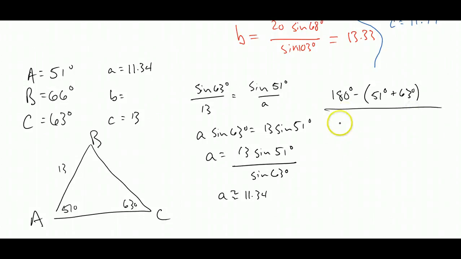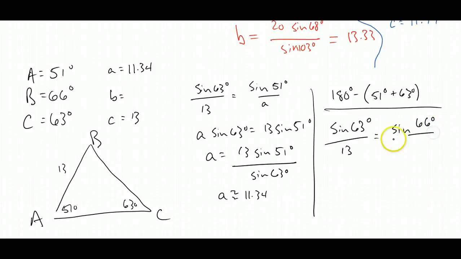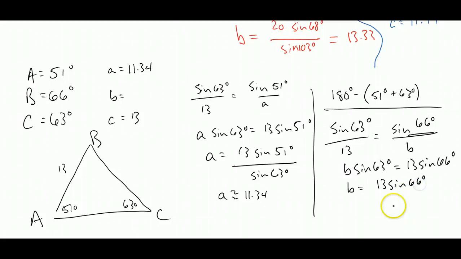To go after that missing side then, the part that I know, the part that I did not round, the sine of 63 degrees divided by 13 is equal to the sine of 66 degrees divided by little b. Cross multiply. B times the sine of 63 degrees is equal to 13 times the sine of 66 degrees. Divide. And come up with an approximate answer of 13.33.